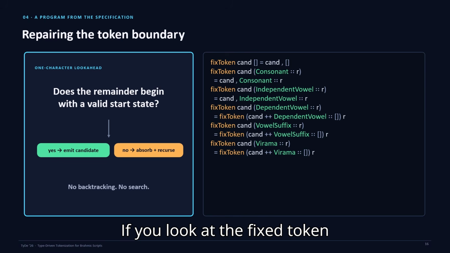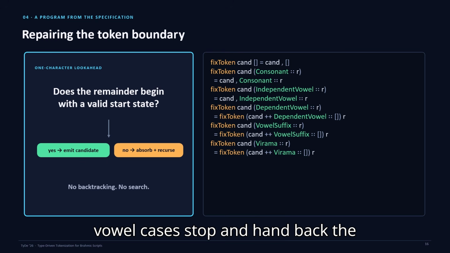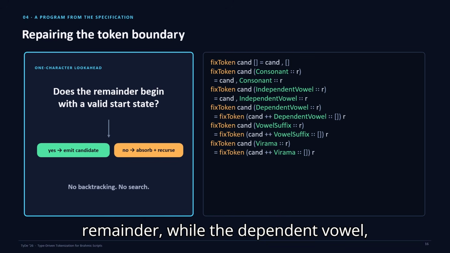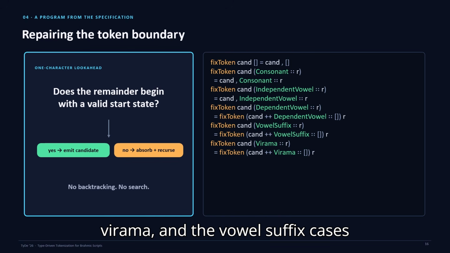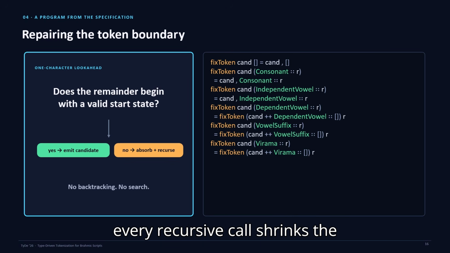If you look at the fixed token definition, the consonant and independent vowel cases stop and hand back the remainder, while the dependent vowel, virama, and the vowel suffix cases absorb one character and recurse. And it is guaranteed to terminate because every recursive call shrinks the remainder by 1.